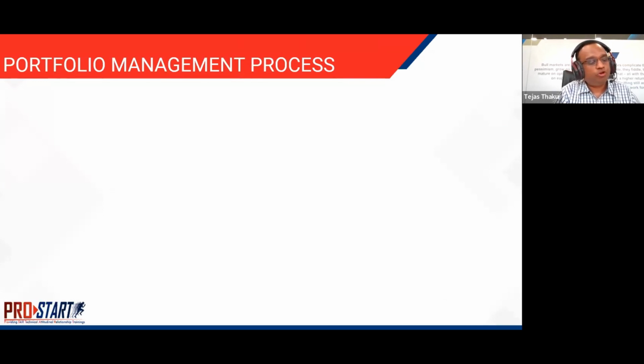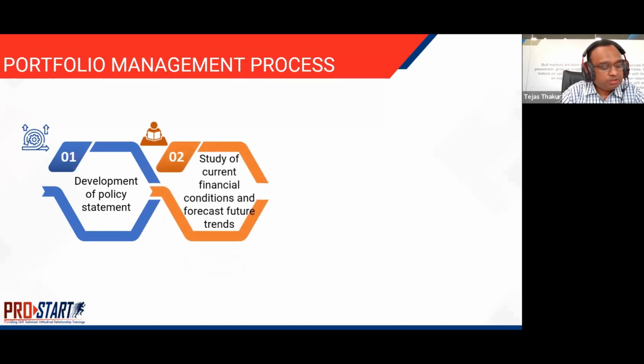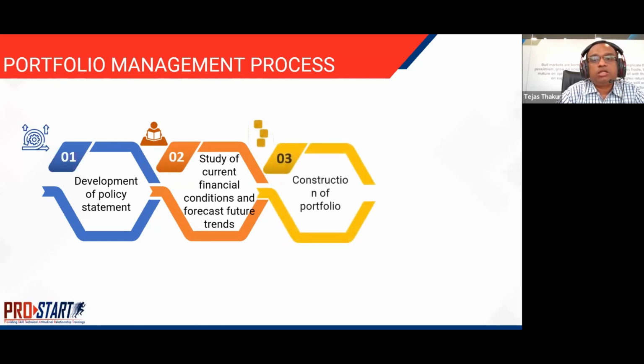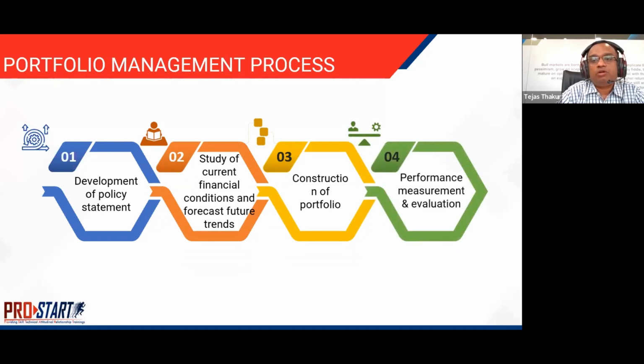What are the steps in the portfolio management process? The first step is development of a policy statement for the portfolio. It is a roadmap that identifies investors' risk appetite and defines investment objectives, goals, and investment constraints. The second step is the study of current financial conditions and forecast of future trends. The third step, based on the first two steps, is construction of the portfolio for the investor. And the fourth step is to perform evaluation and monitoring of the performance of the portfolio.